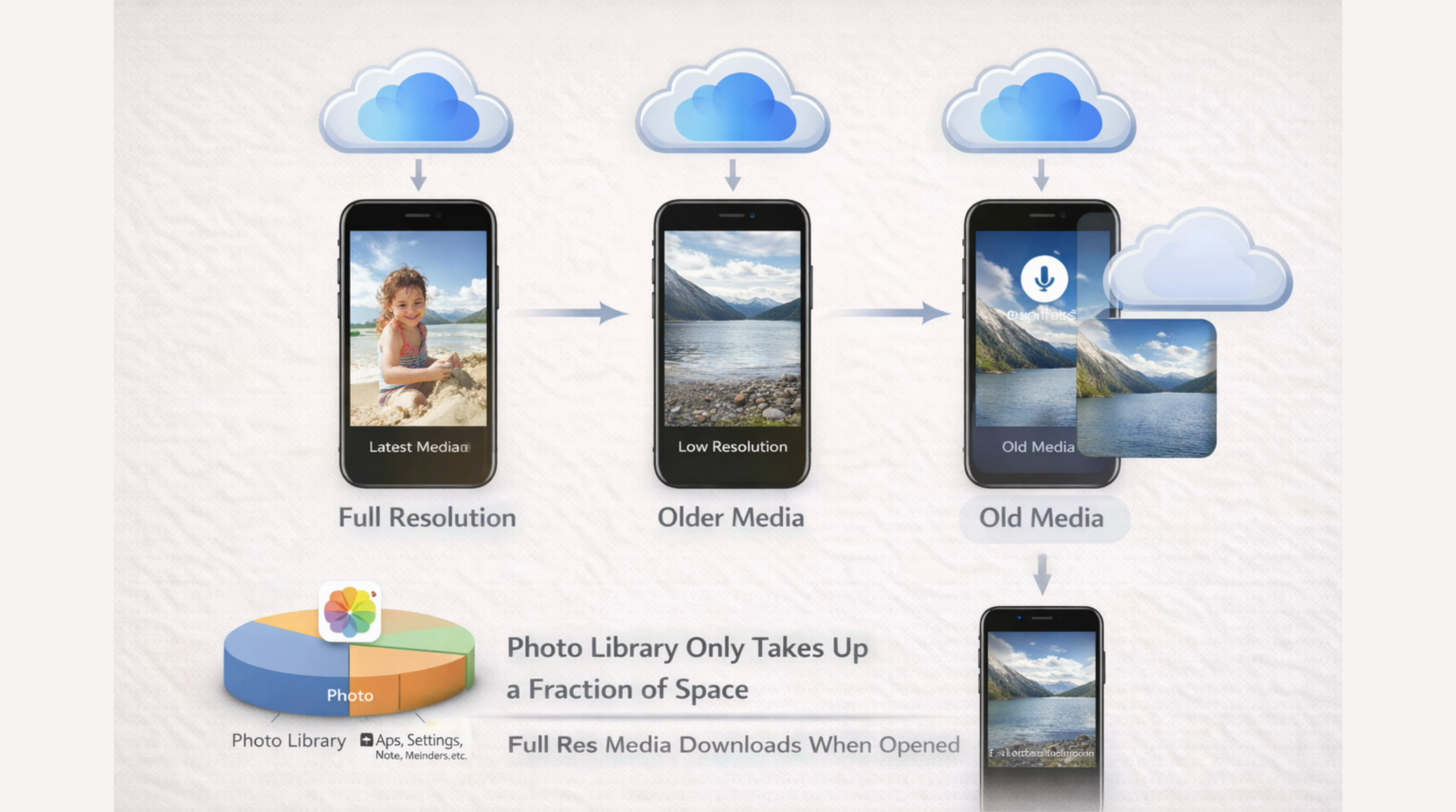If the media is too old and if your phone is low on space, then the media is completely on iCloud. When you tap and open it, it'll download the media from iCloud and then show it to you. This way, even if you have 800 gigs of photos, your photo library only takes a fraction of that space on your phone, and the rest of the space is used for apps, settings, notes, reminders, etc.